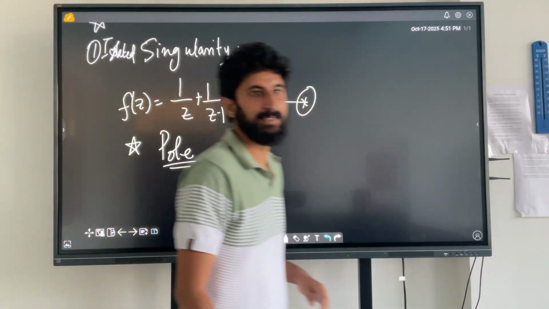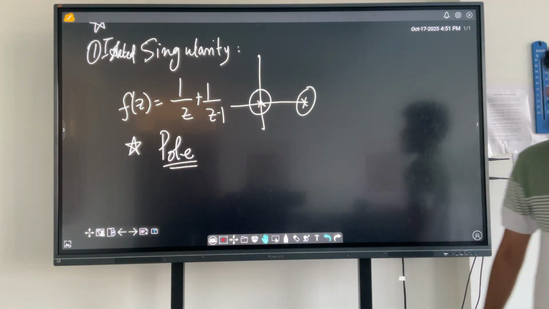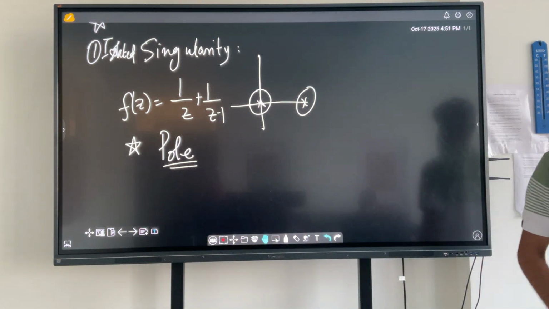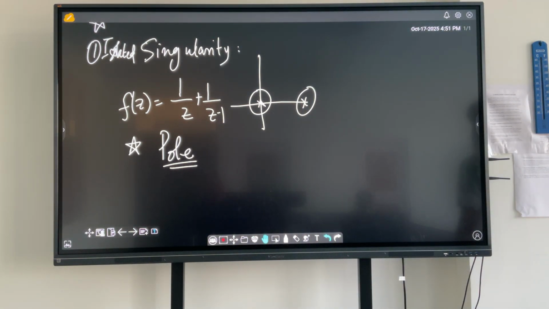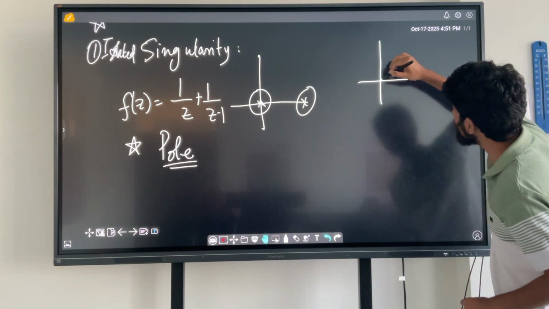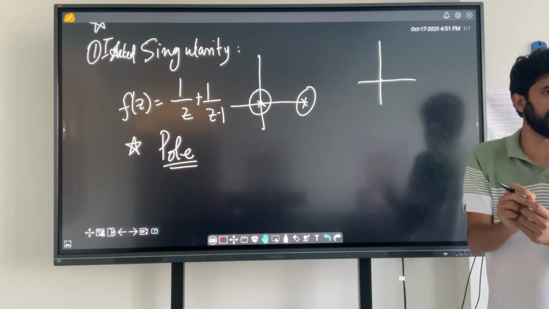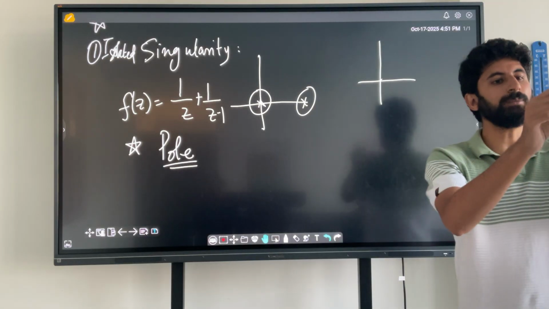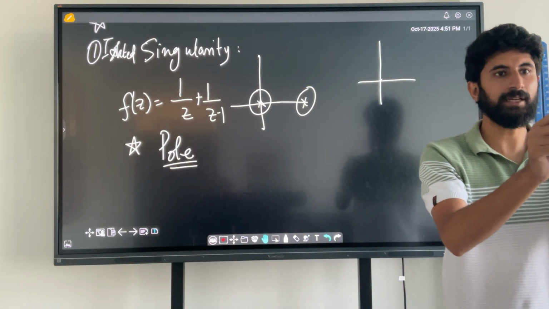So isolated singularity is what? The function is non-analytic at a point, but it's analytic in its neighborhood. See, the function is not analytic here. What if I consider a small point which is very close to it? Then you can ask, okay, it's not analytic here, but what about a point very close to it?